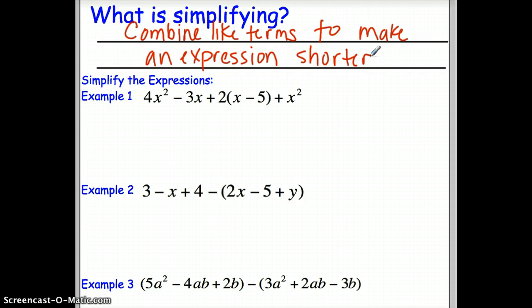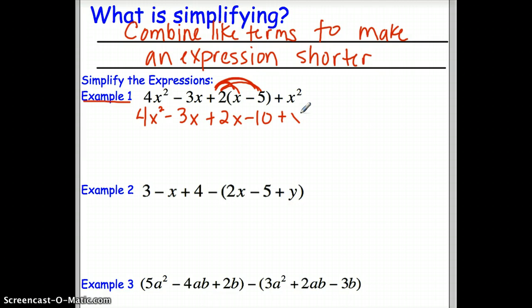So when we see a long expression like you see in example 1 here, the goal is to condense it and make it shorter. So we're going to perform as many of the operations as we can. And we still follow order of operations, and we still want to think about what operations we have to do first. In this case, we're going to have to do the multiplying first. We have this parentheses that denote multiplying, so we're going to multiply that out. I'm going to copy everything else down, but I'm going to take the 2 and distribute it to the x and 5. So it'll be plus 2x minus 10, because 2 times x is 2x, and 2 times 5 is 10. And then we still have our plus x squared.